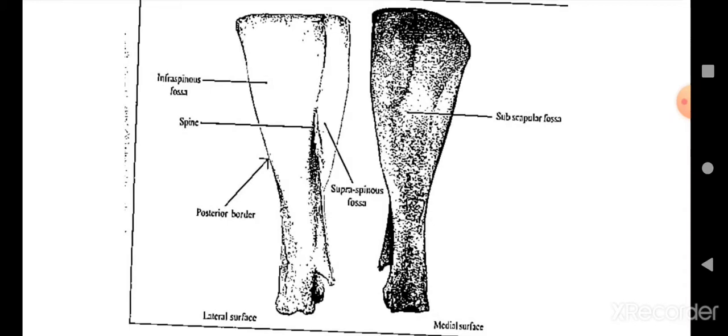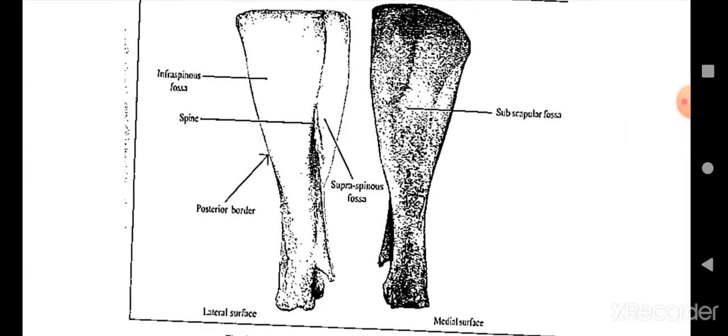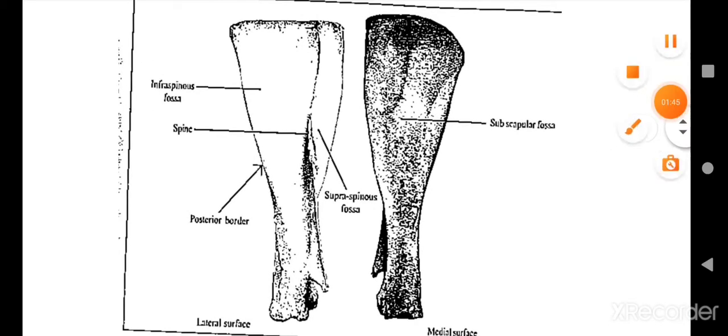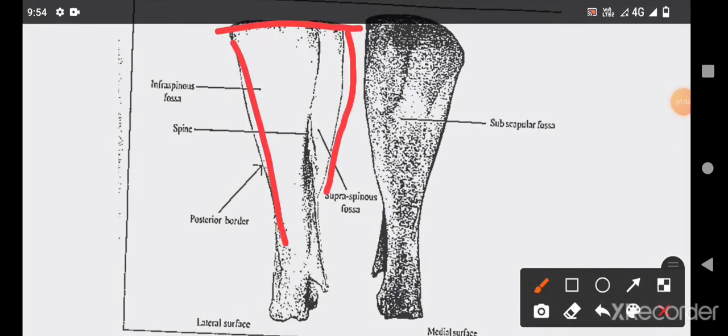The scapula has two surfaces, three borders, and three angles. The two surfaces are the lateral surface and the medial surface. The three borders are the dorsal border, anterior border, and posterior border. The three angles are the anterior angle, posterior angle, and inferior angle or glenoid angle.